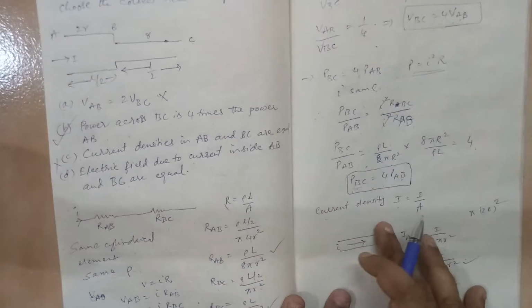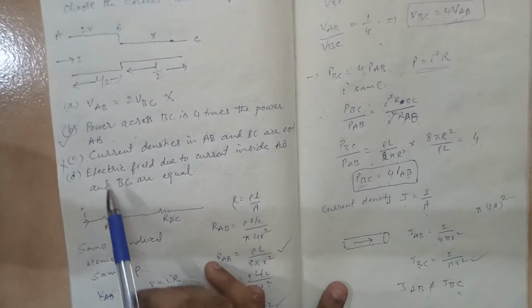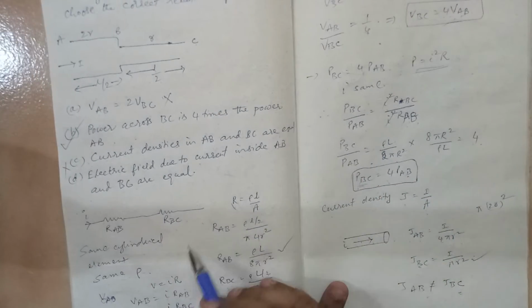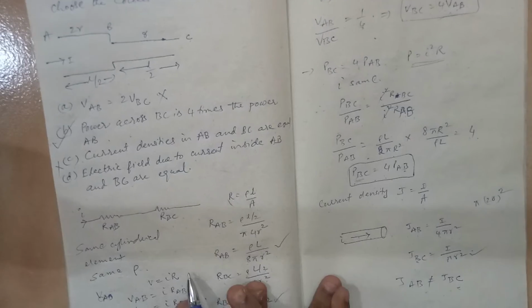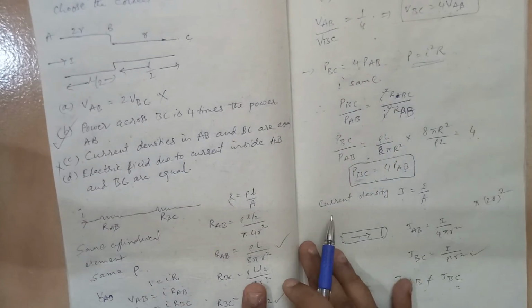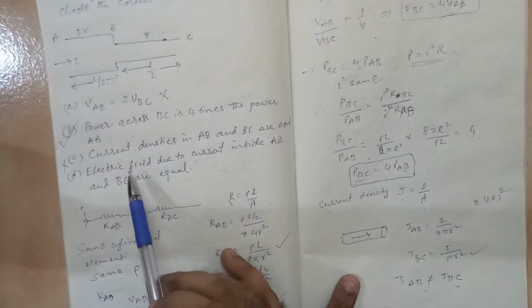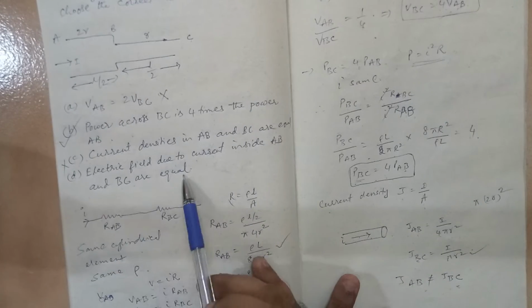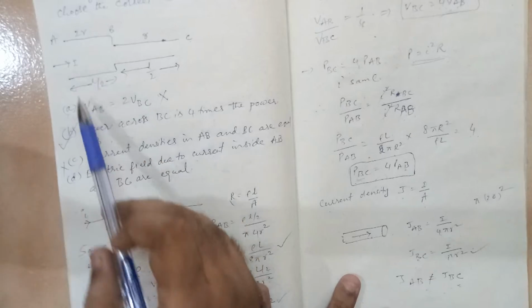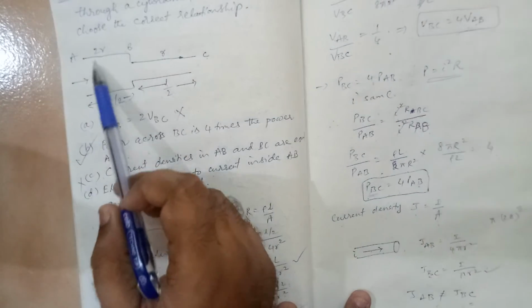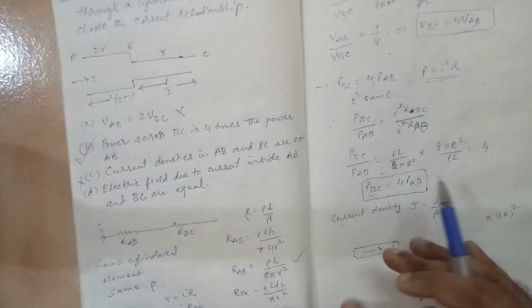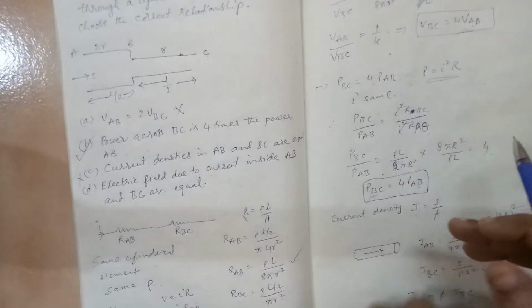Let us see the fourth option also. By the way, this question has only one option correct, but we are solving all the options so that in some other question you may be asked, isn't it? Electric field due to current inside AB and BC are equal. He is asking you to calculate the electric field inside AB and inside BC and find out whether they are equal or not.